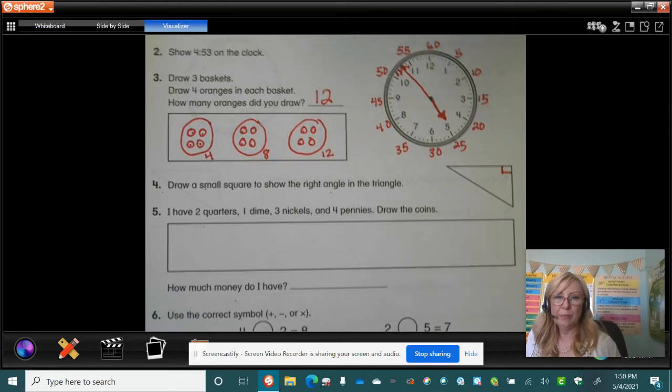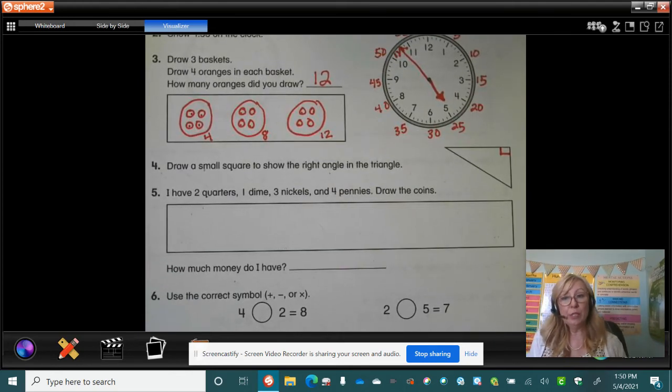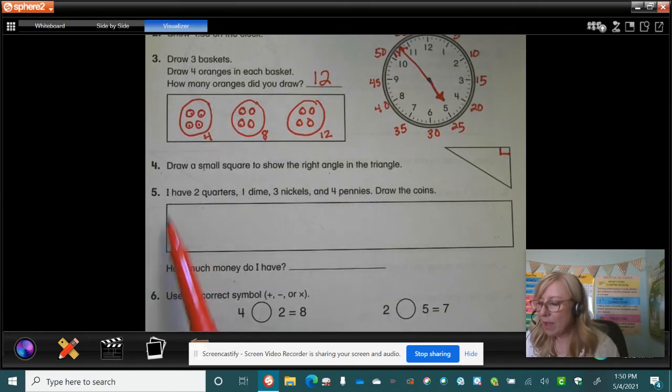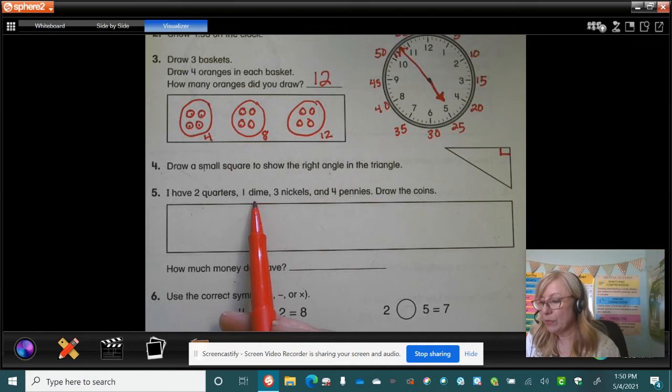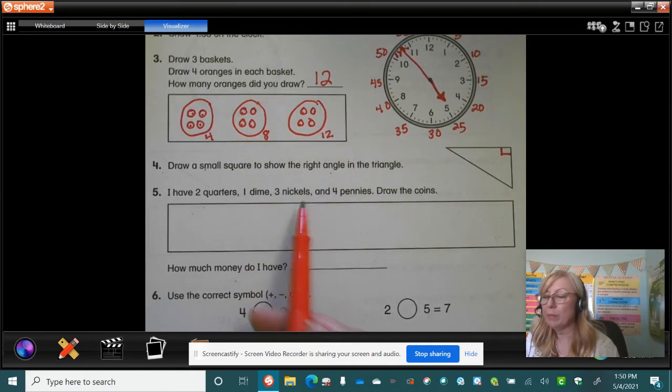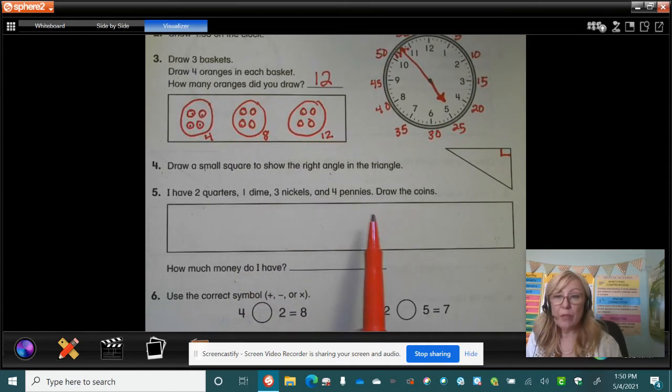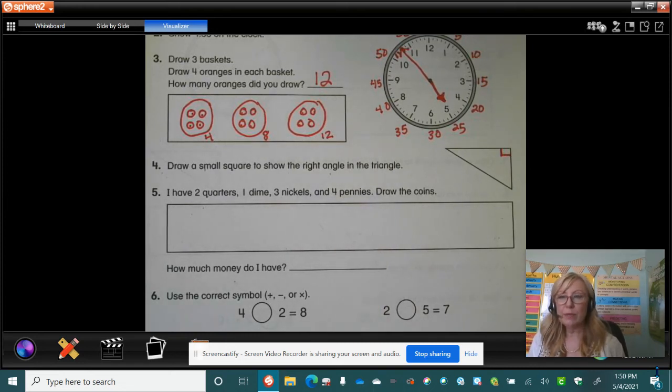Number 5. I will read it to you and give you a chance to do it. You can also hit pause if you need longer. I have 2 quarters, 1 dime, 3 nickels, and 4 pennies. Draw the coins. All right, go ahead and draw those coins, and I will draw mine.